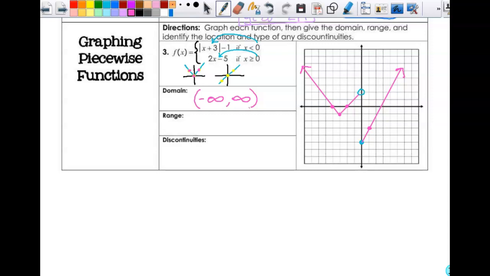Then my range. Do I start at -infinity? No. I start at -5. And I include that because it's included. And then I go to infinity.